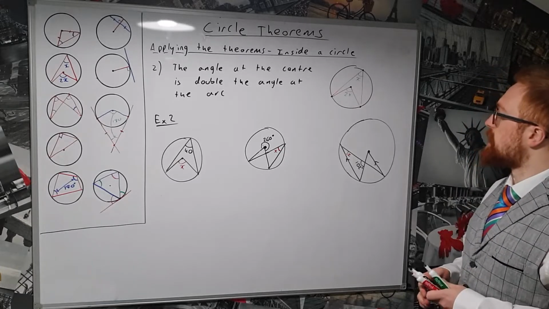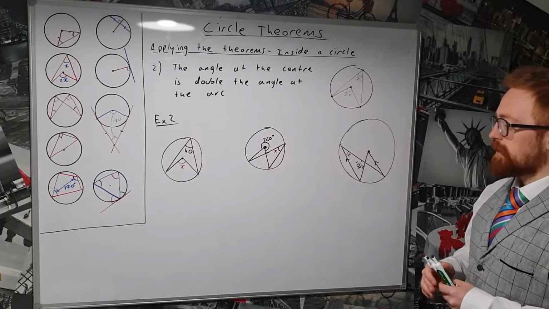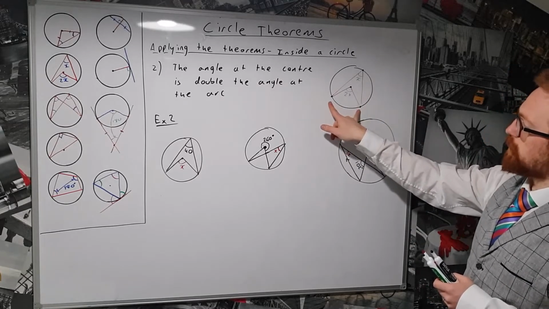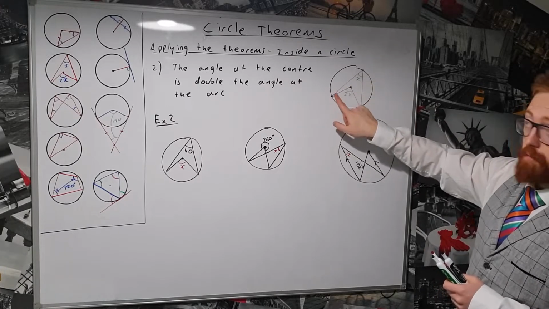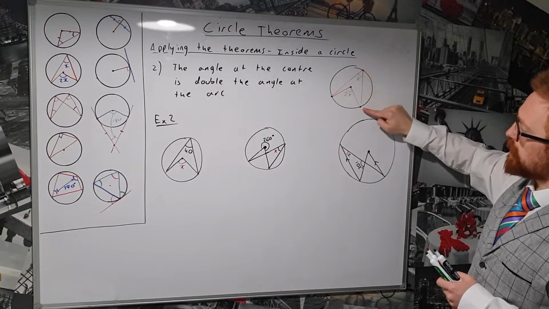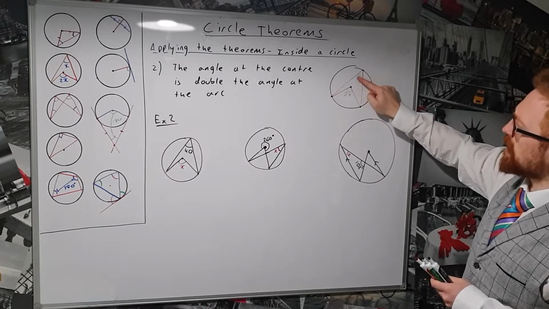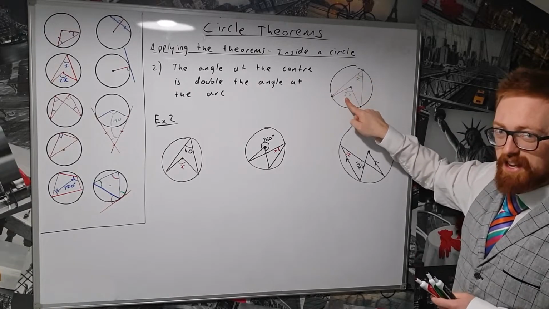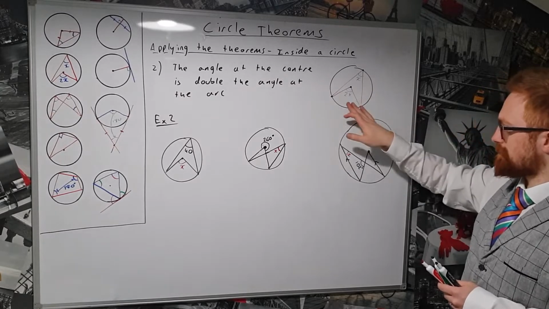Okay, so on to our next theorem. The angle at the centre is double the angle at the arc. So what does that mean? Well, if we've got an angle coming from 2 points that forms at the centre of the circle, and we've got another angle coming from the same 2 points at the arc of the circle, the circumference, then the angle at the arc is half as big as the angle at the centre, or the angle at the centre is twice as big as the angle at the arc. There's a couple of ways you can think about it.